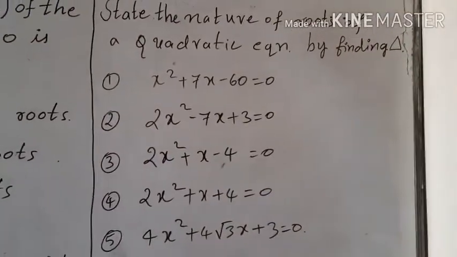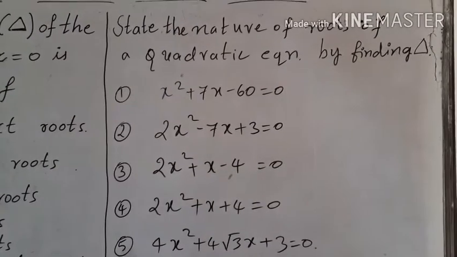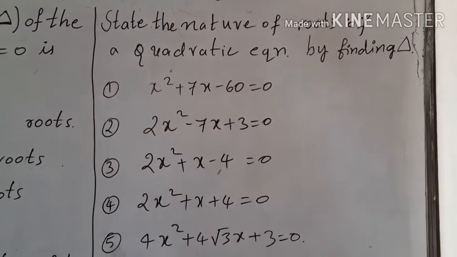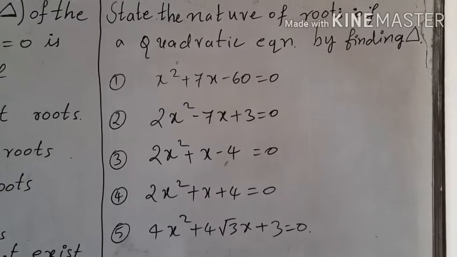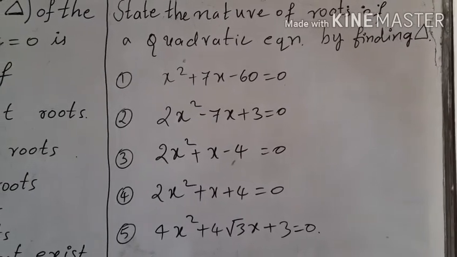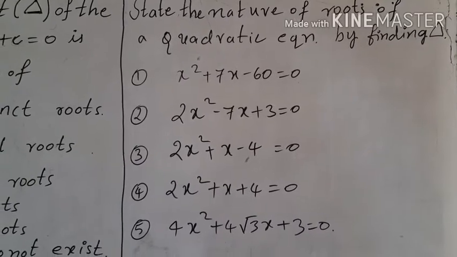Now, I give some examples to you. State the nature of roots of a quadratic equation by finding its delta, means by finding its discriminant. Okay.